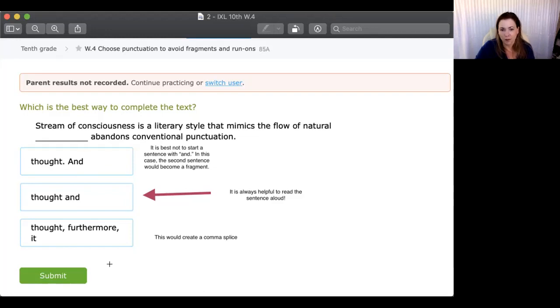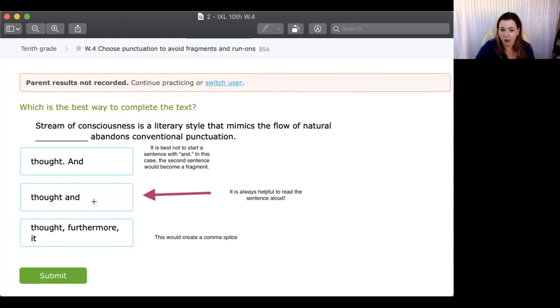Let's look at this one now. Thought, comma, furthermore it. Okay. Stream of consciousness is a literary style that mimics the flow of natural thought. Furthermore, it abandons conventional punctuation. This creates a comma splice with the comma after thought. Furthermore is not a coordinating conjunction, so this does not work as a possibility.